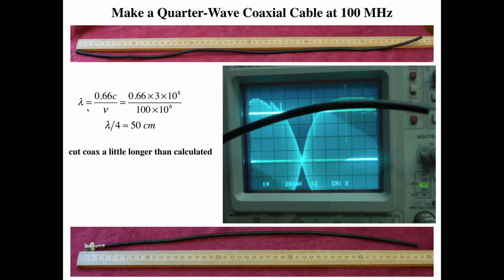Again, from this formula, we predict that lambda is 2 meters, so a quarter of that is 50 centimeters. So the first thing to do is just cut off some coaxial cable. Here I cut off 60 centimeters, so cut off more than you need, and put a connector on the end of it. Now I take that 60 centimeters of cable with a connector and hook it on that T on the previous slide.